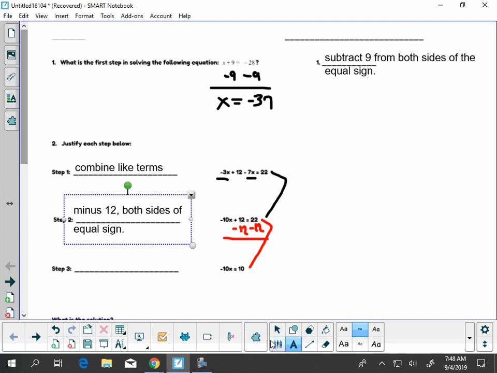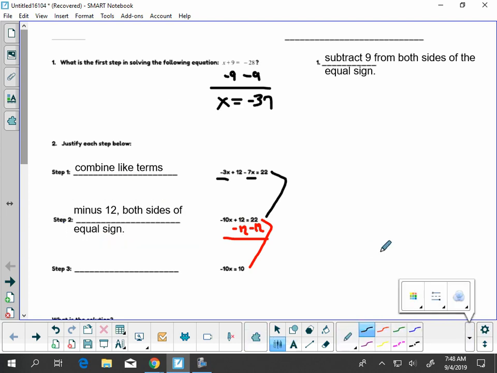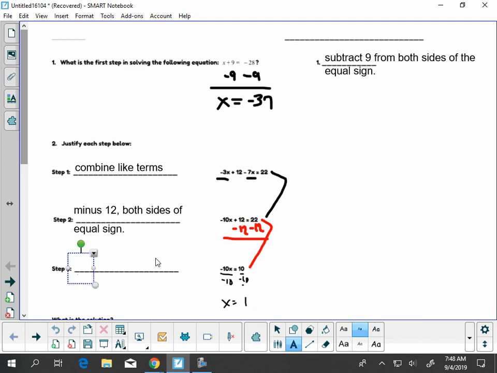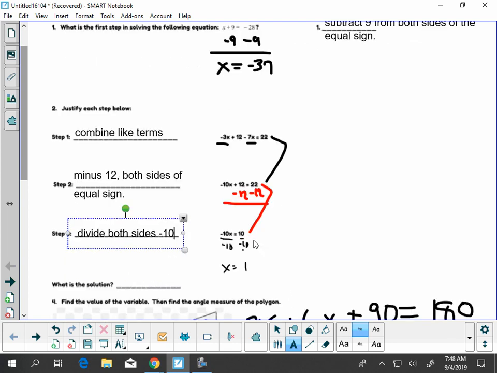And then the last thing that I'm going to be doing is I want to get that answer, so I need to divide by negative 10. I'd get x equals 1. So the last thing I did, divide both sides by negative 10. So on this one, it's more about documenting your thinking than anything else.